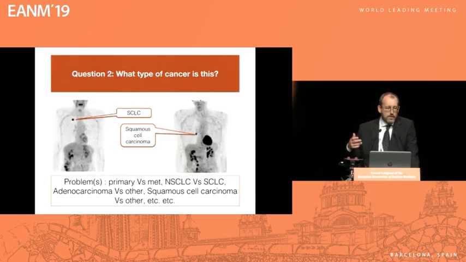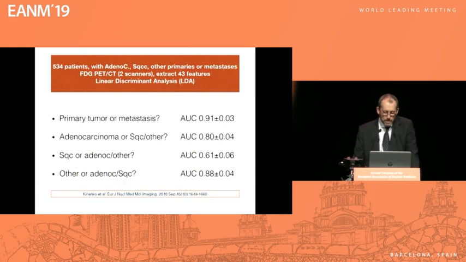Second question: I know it's cancer, or there's a very high likelihood that the lesion is cancerous. What type of cancer is this? In this example, those two nodules are very hot nodules. In one case it's a small cell lung cancer, and this one is a squamous cell carcinoma. So very similar radiologically and metabolically. So the problems are multiple. You will ask the machine learning algorithm to solve the problem: is it a primary cancer or is it a metastasis? Is it a non-small cell or is it a small cell? And so on and so forth.